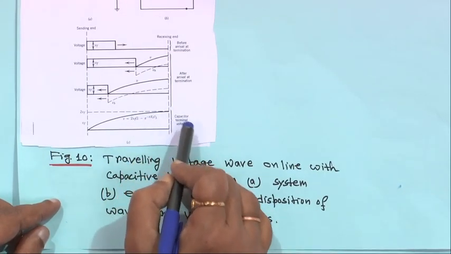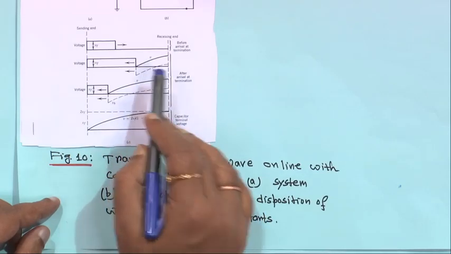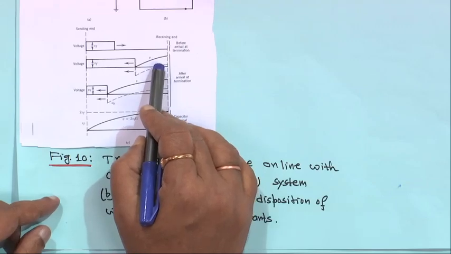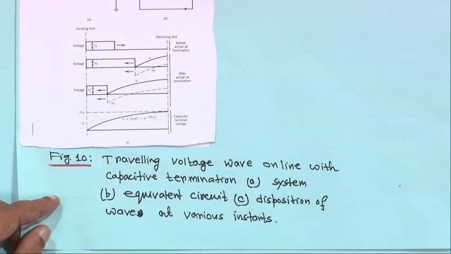So, this is the capacitor terminal voltage variation, and this one, either this one or this one, is V equal to V A plus V B, right, which is arriving at the receiving end.